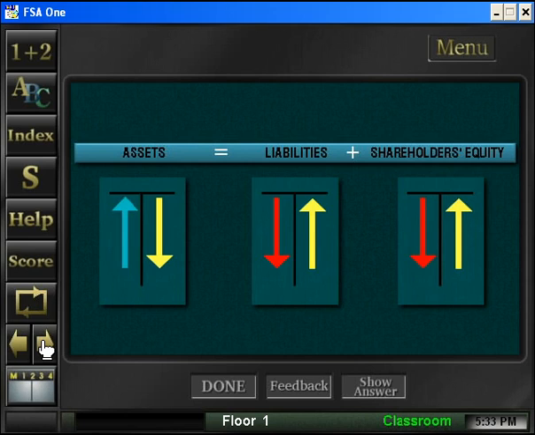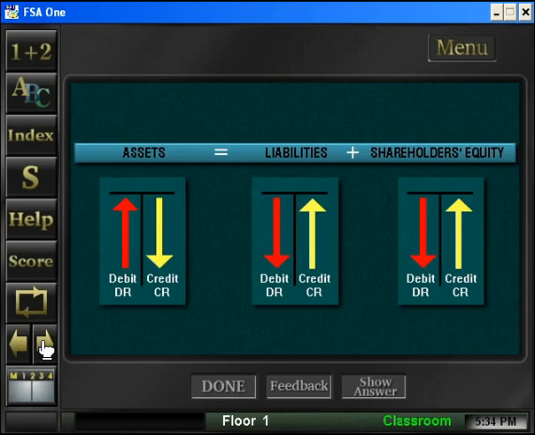For now, remember that assets, which are on the left side of the balance sheet equation, increase on the left, and liabilities and shareholders' equity, which are on the right side of the balance sheet equation, increase on the right. To complicate this further, let's introduce some important accounting terminology. All transactions entered on the left side of the equation are called debits. All transactions entered on the right side are called credits.